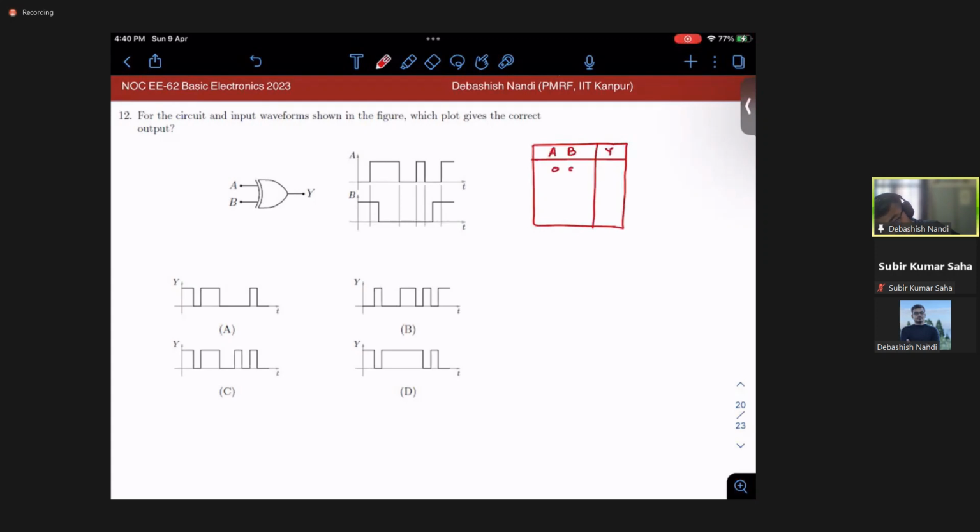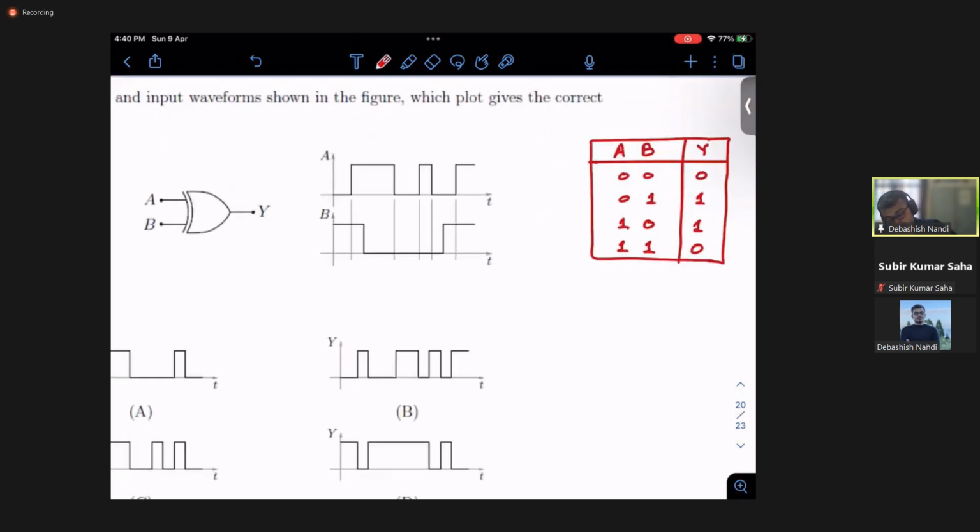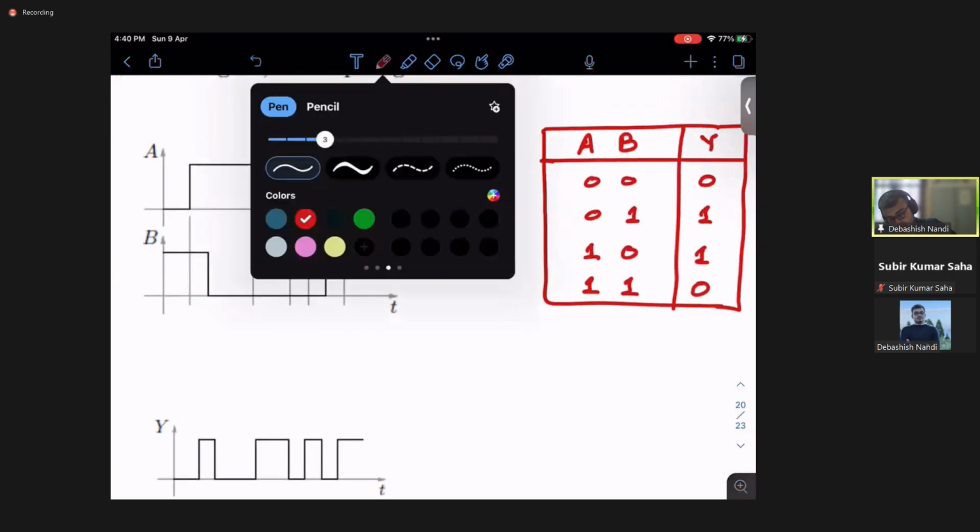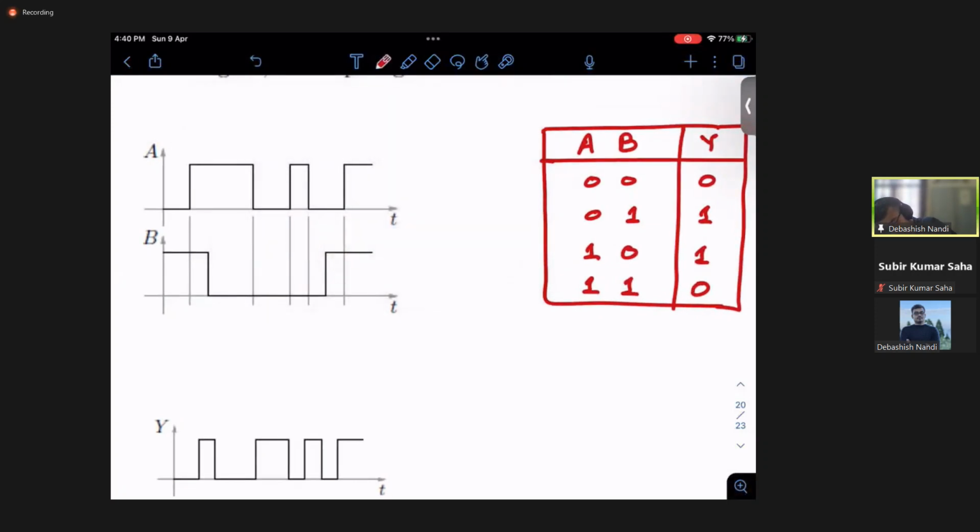A, B and Y: 0, 0, 0, 1, 1, 0, 1, 1, 0, 1, 1, 0, right? This we have discussed earlier in the first or second slide. Fine. So now this is your one input. Let me blow it up. So you see, this is your 0. This is your 1. I am taking this much. This is your 1 because this is high, right? This is your 0. This is your 1.